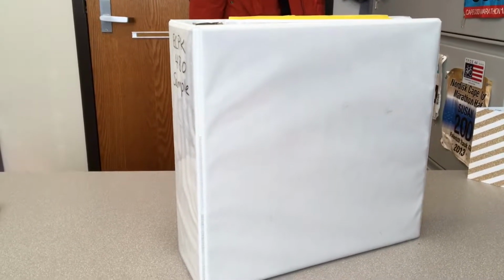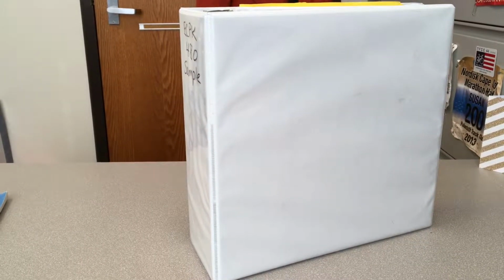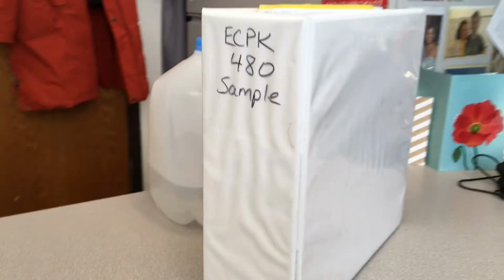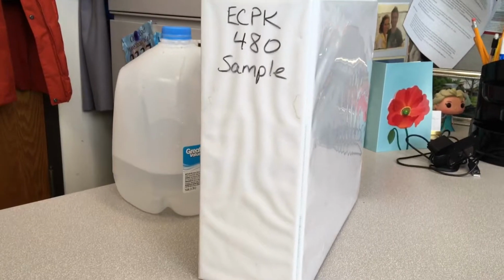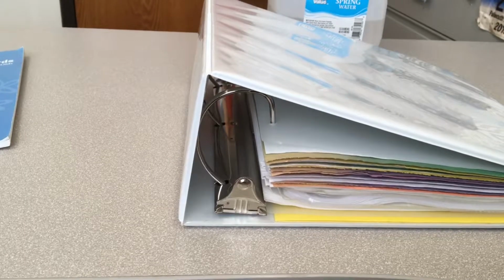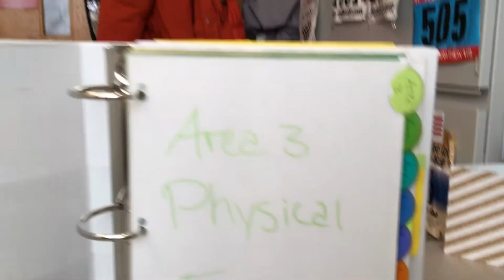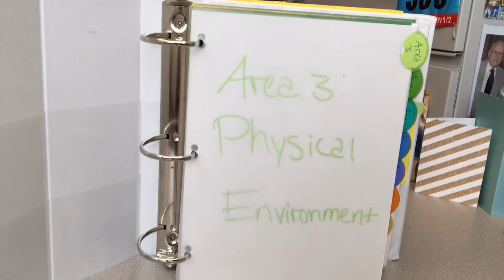Hi, I'm sitting in my office and I'm looking at a sample ECPK 480 portfolio. The portfolio I have standing upright in front of me appears to be about a 4-inch binder, but as you can see when I turn it down, it's not completely full. So the student could have purchased a 3-inch binder and that would have worked just as well. I'm going to prop the portfolio upright and open it up and go through the portfolio.